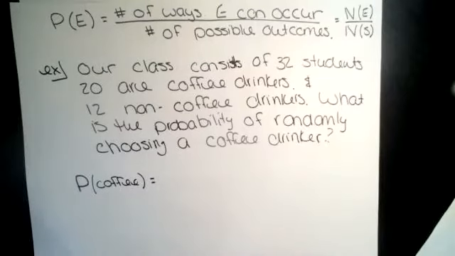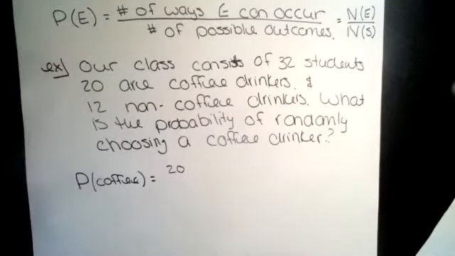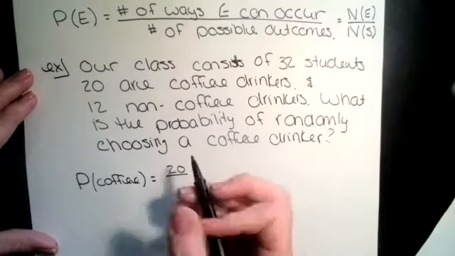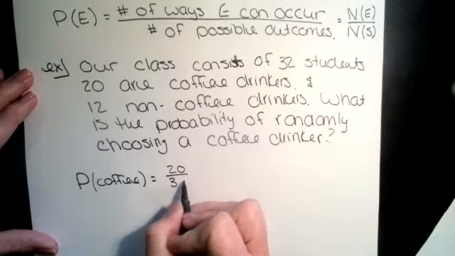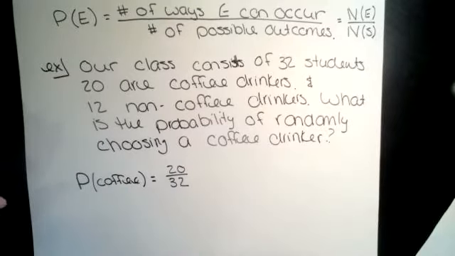And so here it's the number of coffee drinkers in the class, right? That's the number of ways that E can occur. So that's my 20. And I'm going to divide it by the total number of students in the class, or the number of students that took the poll at the beginning of the class. So out of 32 students. Okay.